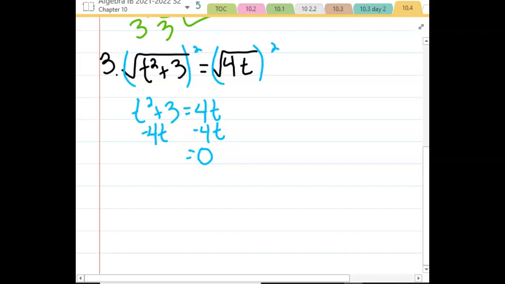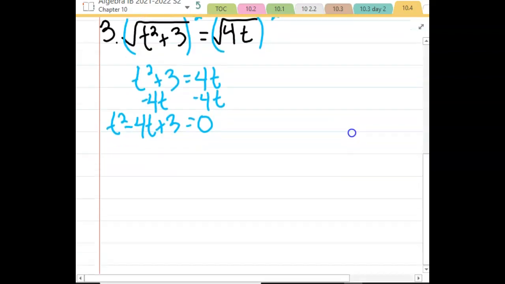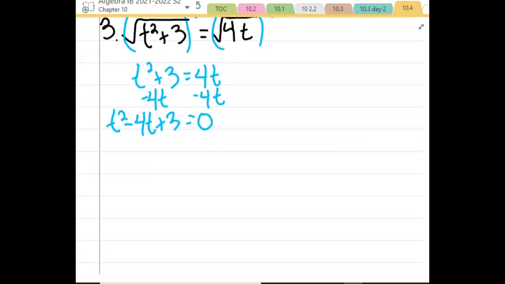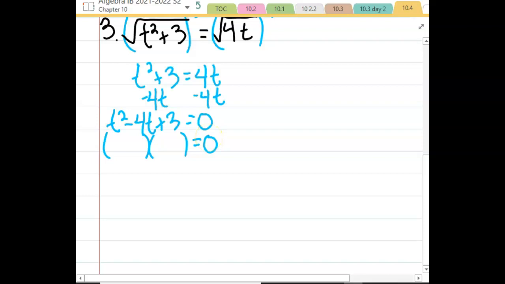Something else to watch out for. When we are factoring, it has to be in order, which means you have to put your t squared, then your t term. So the minus 4t needs to go in the middle. And that plus 3 can go at the end. Now that it's set equal to 0, we're ready to factor it. Remember what I said on the left-hand side? These ones are going to be simple today because they're all going to be just an x squared, just a t squared. So you already know that this is going to be t times t.